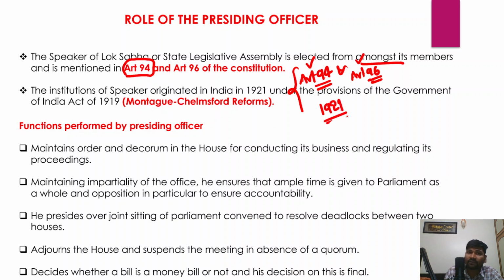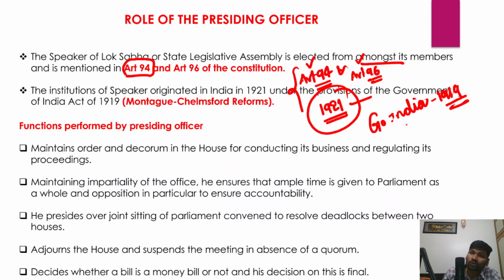And in fact, the office of the Speaker can be traced back to 1921. The institution of the office of Speaker originated in 1921 under the provisions of the Government of India Act. So we have had the Government of India Act 1919, also known as the Montagu-Chelmsford reforms. Under this, the office of the Speaker originated. Now, what are the major functions performed by the presiding officer? We'll try to understand the functions performed by the presiding officer.